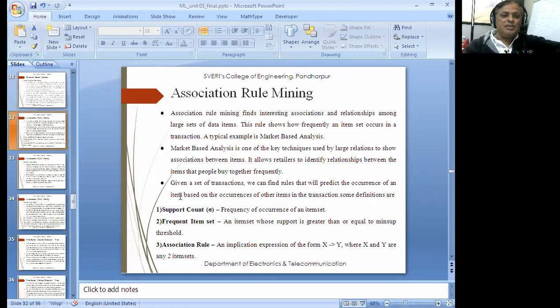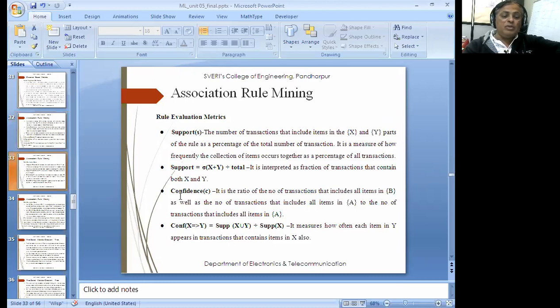Then we have also seen association rule mining. Association rule mining finds interesting associations and relationships among a larger set of data points. A typical example of association rule mining is market basket analysis. There are three definitions we have seen: support count, frequent item set, and association rule.